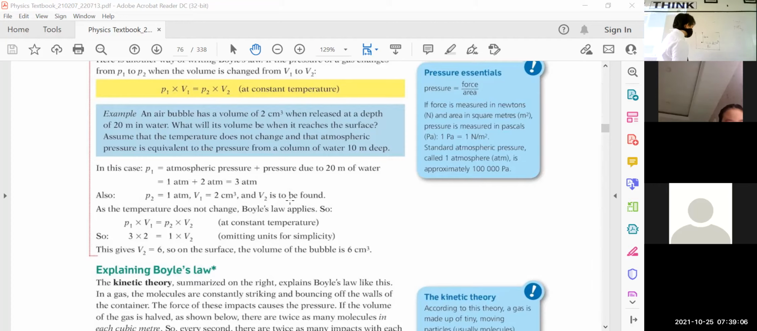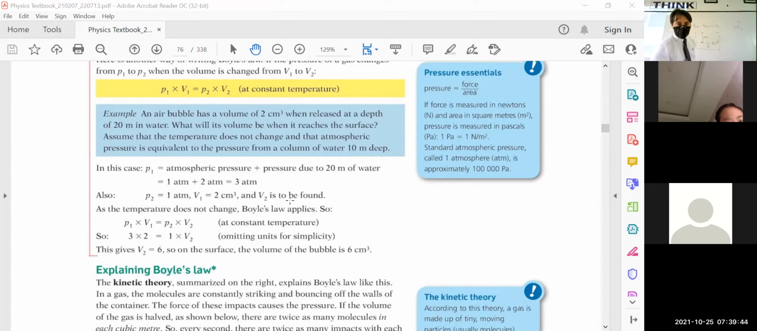Now, children, if you don't know how to find out how much pressure is acting on this air bubble, first I can say that the atmospheric pressure is acting. So let me write that the total pressure acting on the bubble is equal to the pressure due to atmosphere plus the pressure at this point, at the depth of 20 meter. For that I have the equation h rho g, the pressure at a certain depth.